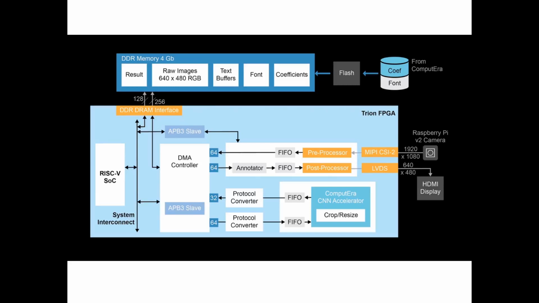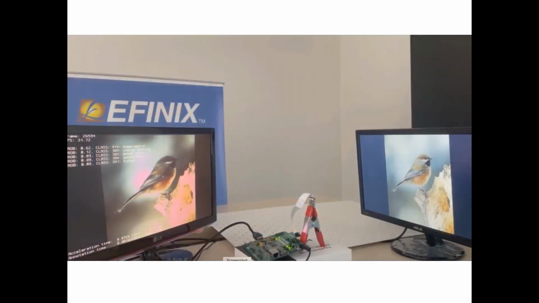This diagram shows the blocks that they swapped out. They inserted their own hardware acceleration block into the vision system on a chip and used DDR DRAM on the development board to hold the raw images, coefficients, and other assorted data. You can see here the whole system is set up. We have the T120 board, a camera, a monitor to display the results, and another monitor to show the images that are going to be analyzed.